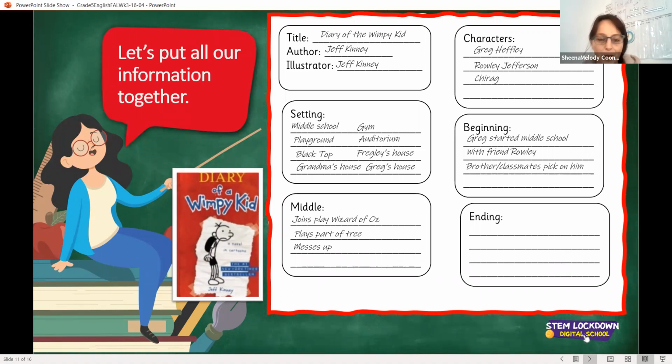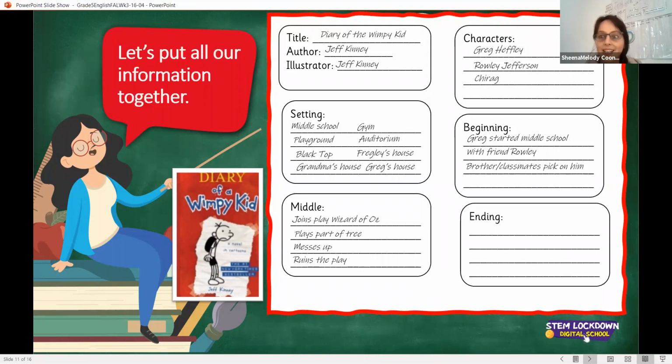I'll read the whole book. So, well done. So he plays a part of a tree. He messes up and he ruins the play. Now, just because of this information you guys have given me, I want to read the book. I even want to watch the movie. So that is an excellent job.